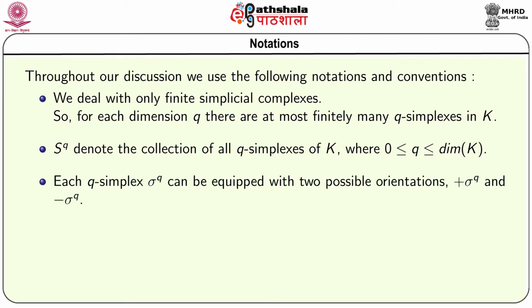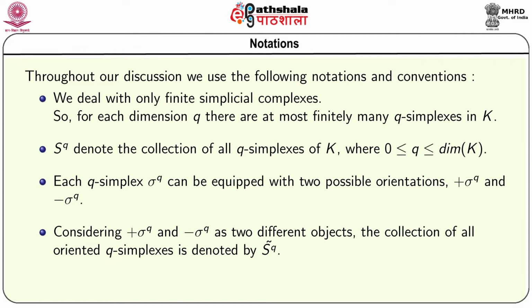Now, each q simplex sigma q can be equipped with two possible orientations. One is positive sigma q and the other one is negative sigma q. Considering plus sigma q and minus sigma q as two different objects, the collection of all oriented q simplexes is denoted by Sq tilde. So, the number of elements in Sq tilde is twice the number of elements in Sq when q is not equal to 0.